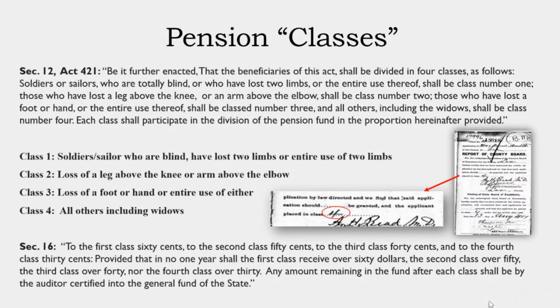provided that in no 1 year shall the first class receive over $60, the second class over $50, the third class over $40, nor the fourth class over $30. Any amount remaining in the fund after each class shall be by the auditor certified into the general fund of the state." So you will note that this stipulates that no amount over $50, $40, $30 will be given to any pensioner. That amount could be exceptionally lower depending on how much the budget was for each given year.